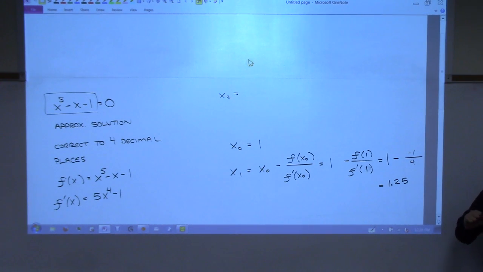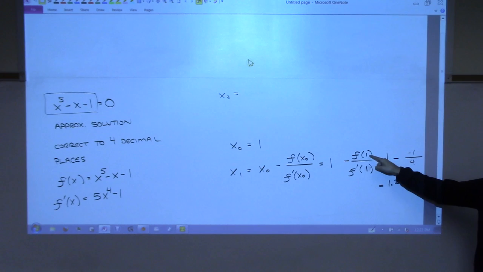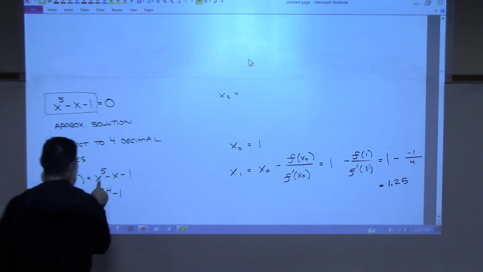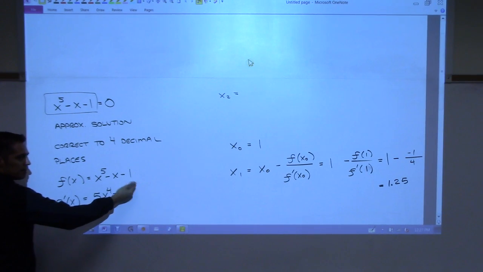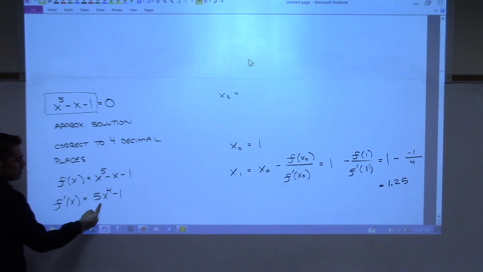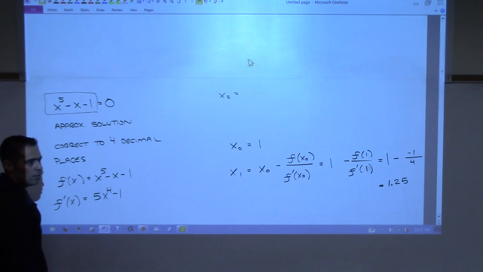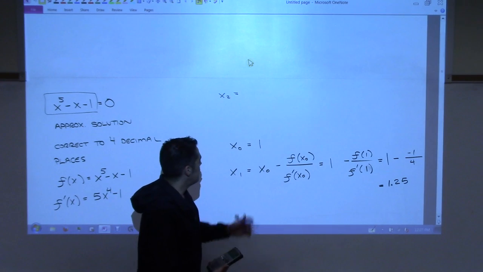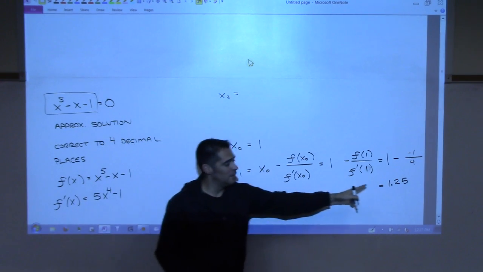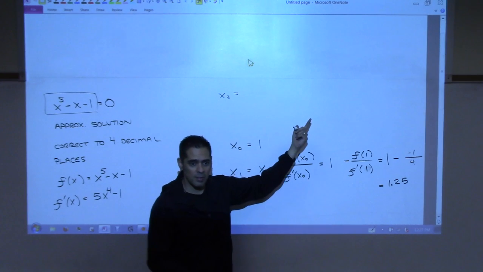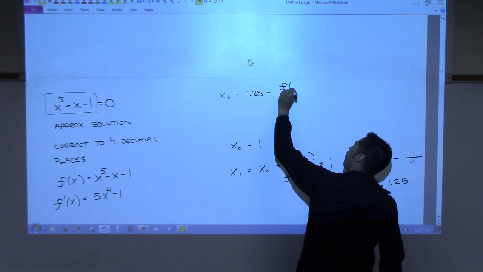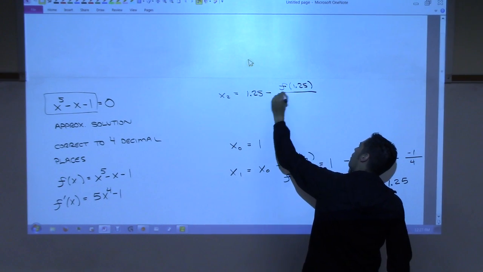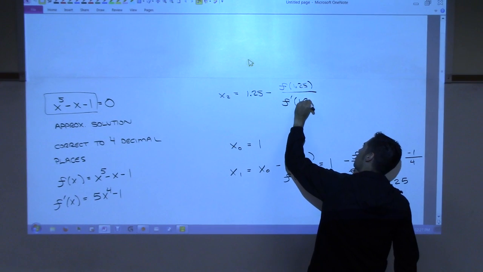Is there a question? Yes. Did you get the negative 1? Right here? Yeah. I think we plugged 1 into the original function, which was right here. So it was 1 to the 5th, which is 1, minus 1, which is 0, and that leaves you with negative 1. Then the bottom was 1 into the derivative, so you get the 4. All right, so for x sub 2, I'm taking this answer and plugging it into the algorithm again. So it'll be 1.25 minus f of 1.25 over the derivative at 1.25.